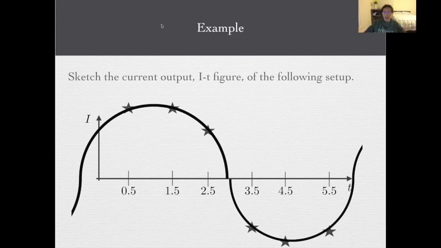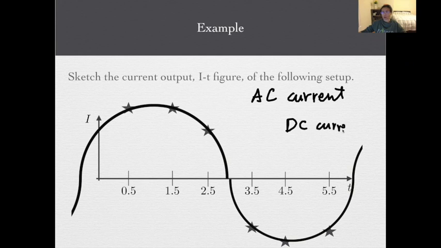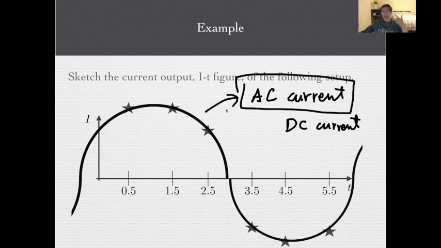So the current coming out from the power generators is an alternating current, so I'm going to call this AC current. This is in contrast to the direct current, the one-direction current that we used to talk about, like from our battery. Okay, so this is the AC current.